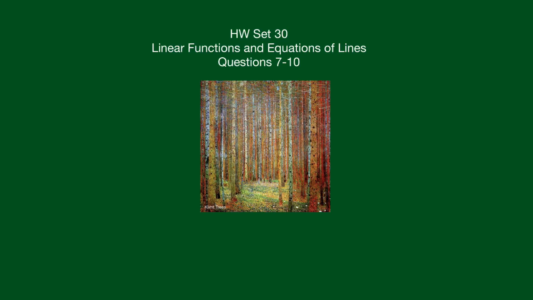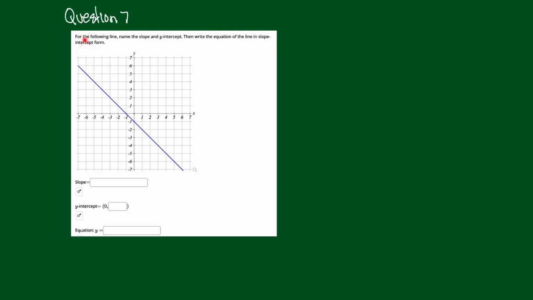This is homework set 30, questions 7 through 10. Question 7 says, for the following line, name the slope and the y-intercept, then write the equation of the line in slope-intercept form. So first up, let's find the slope.